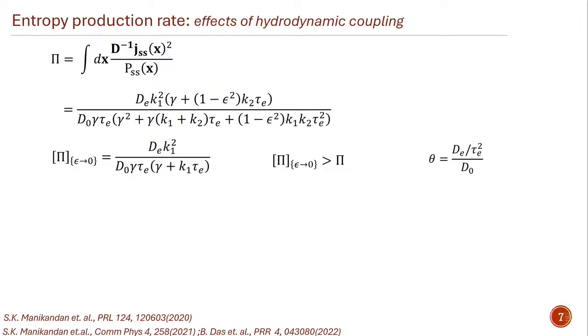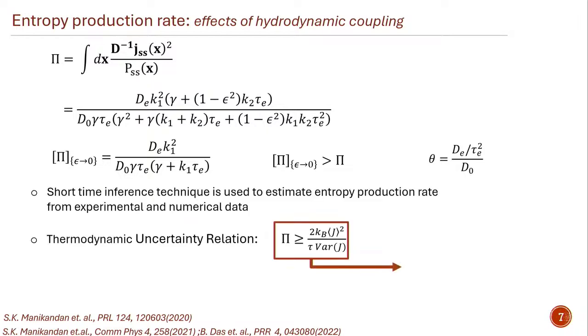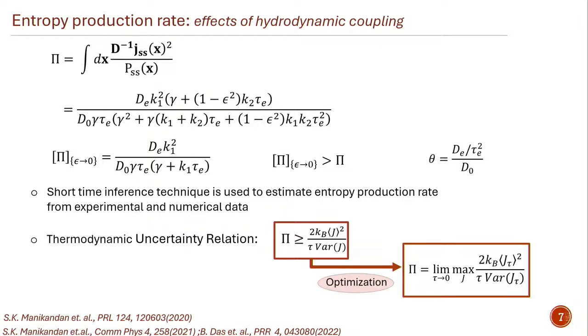And in experiment we varied this theta. Theta is basically the strength of the external noise, and from the experimental data we used this short time inference based estimator to estimate the entropy production rate, which is just based on this uncertainty relation. By doing the proper optimization, we can get the exact entropy production rate from the data as well, from numerical and experimental data.